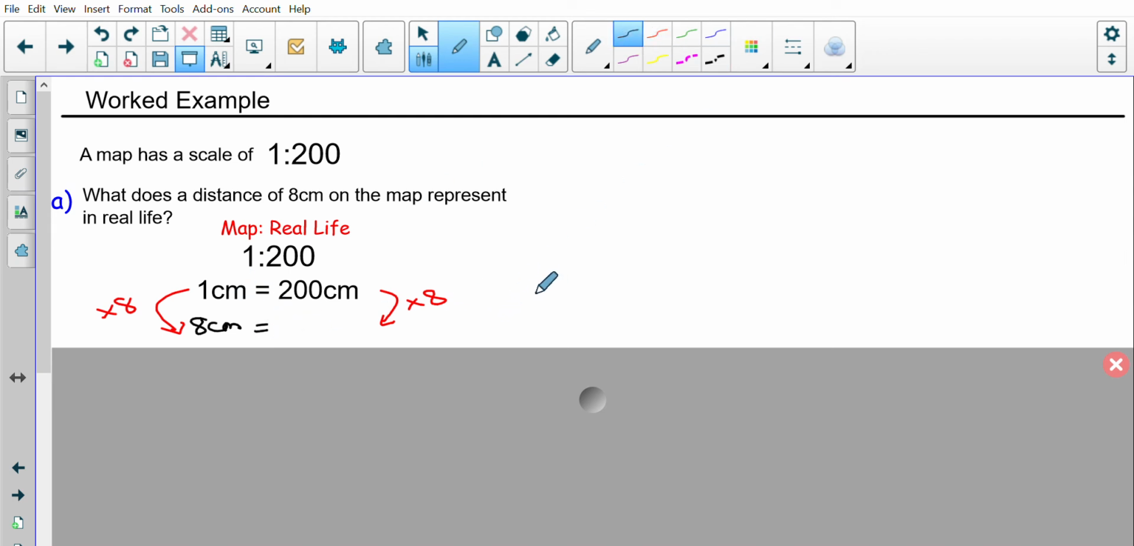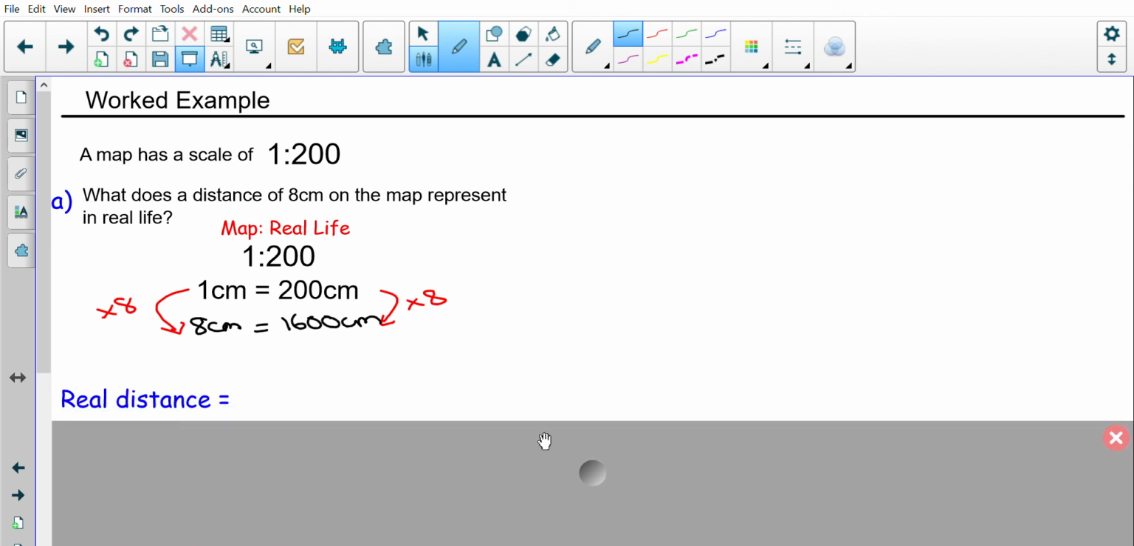So 200 multiplied by 8, well, 2 multiplied by 8 is 16. Add my 2 zeros back is 1,600 centimetres. So I now know that my real life distance for 8 centimetres on the map is 1,600 centimetres, but we don't tend to work in centimetres in real life, so it makes more sense to convert this to metres. So if we divide by 100 to convert this to metres, that tells me it's 16 metres distance in real life.